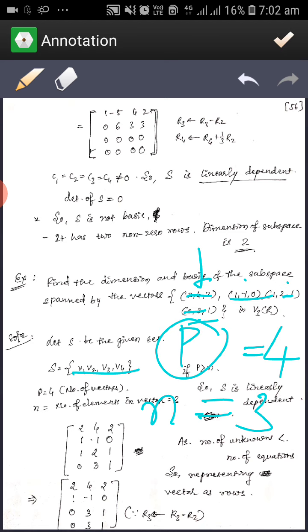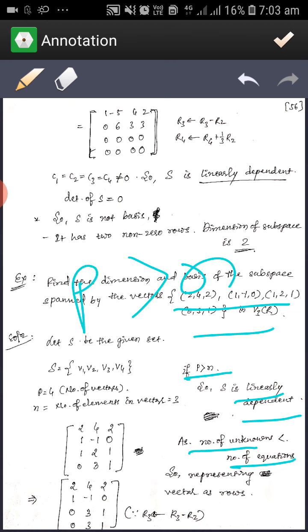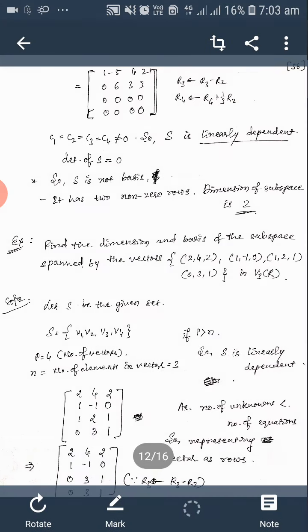We said that if p is greater than n, then the system is linearly dependent. As I said, if the number of unknowns is more than the number of equations, or if p is greater than n, it is linearly dependent. This is how we can verify. But directly we can't say, so we need to do the row operations. We have written it in matrix form and applied the row operations here.